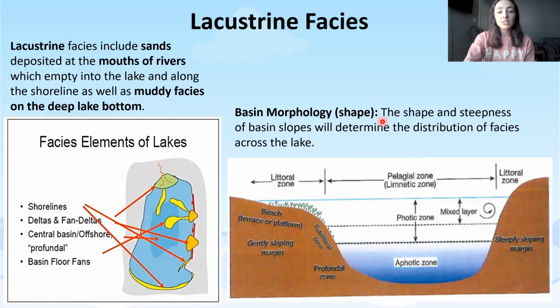And the basin morphology, or shape of the basin, plays a large role in the distribution of the facies across the lake. For example, the basin slopes, depending on whether they are shallow and gradual or abrupt and steep, will cause distribution of facies throughout the lacustrine system to be very different in different lakes.